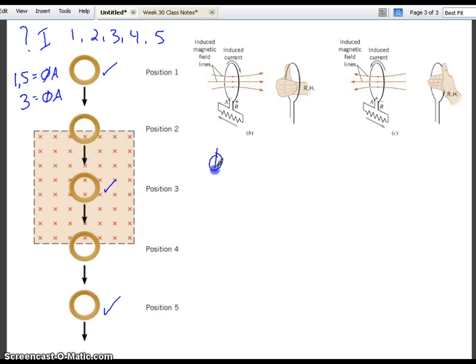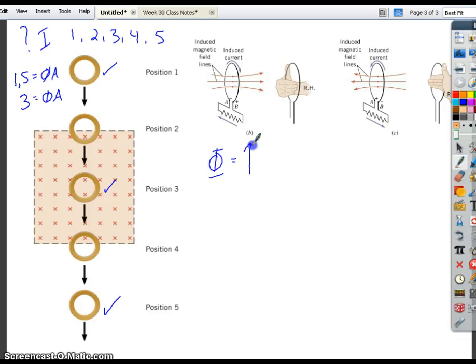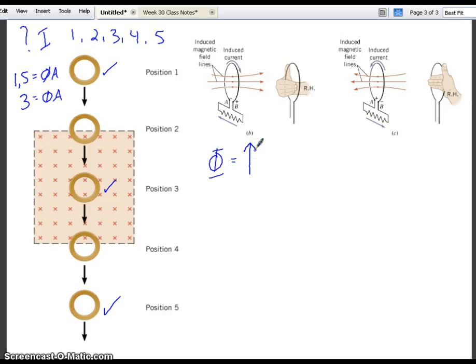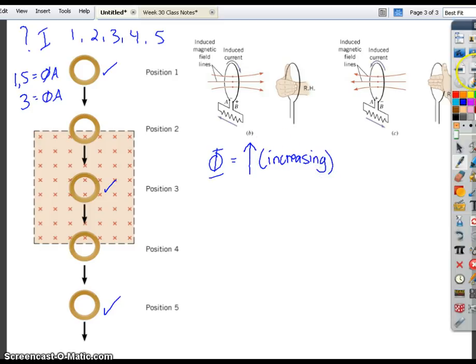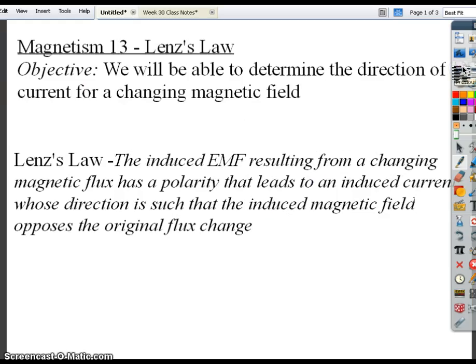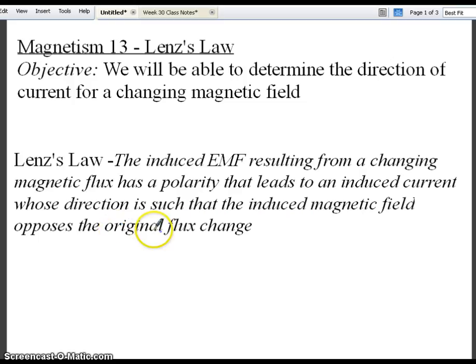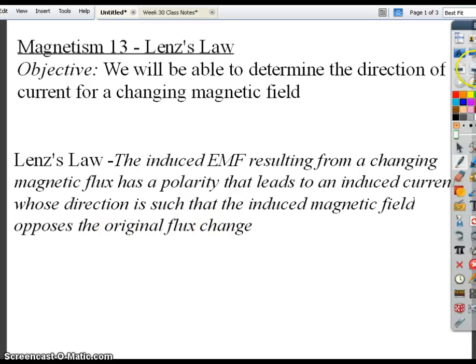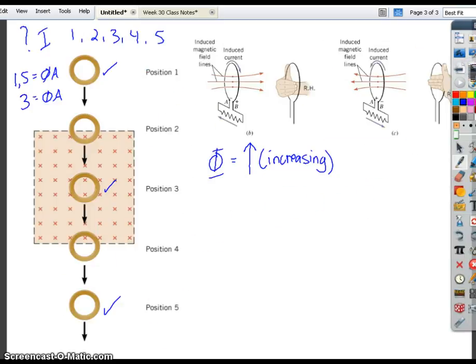the flux is increasing. If we go back to our definition, an induced current whose direction is such that the induced magnetic field opposes the original flux change. It's going to oppose the original flux change.